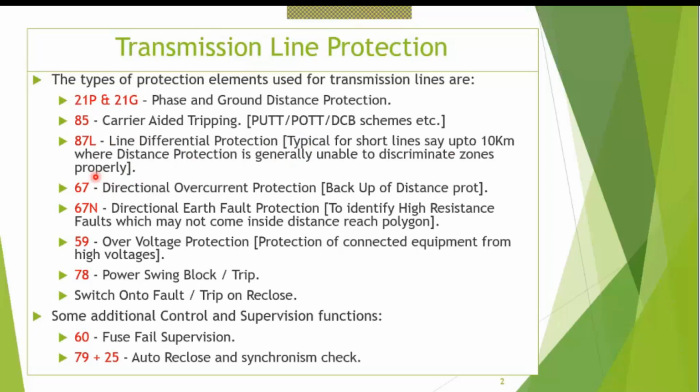Then we have a backup of distance protection, the directional overcurrent and the directional earth fault protection, 67 and 67N. In the higher voltages, typically 220 kV and up, we have overvoltage protection because we do not want our connected equipment to be subjected to overvoltages. We have power swing block and trip. Trip is not very much used in many places in India. Typically, the utilities don't use power swing trip, but power swing block is a very much used protection. During swings, the distance zones tend to operate indiscriminately, so we need to understand power swings and block the distance zone during that time so that no nuisance tripping takes place.